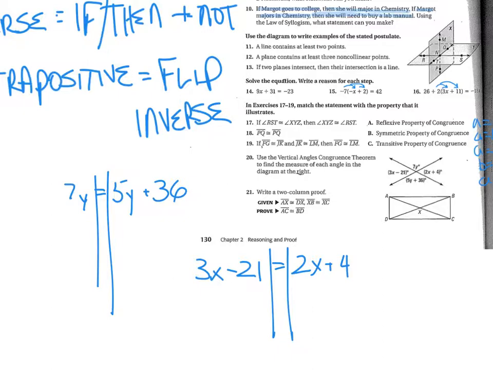Okay. 21, I think we were going to make bonus. So if you want to do the proof, make 2 columns, statements and reasons, and try it out. Give it your best. You might get a little something out of it.